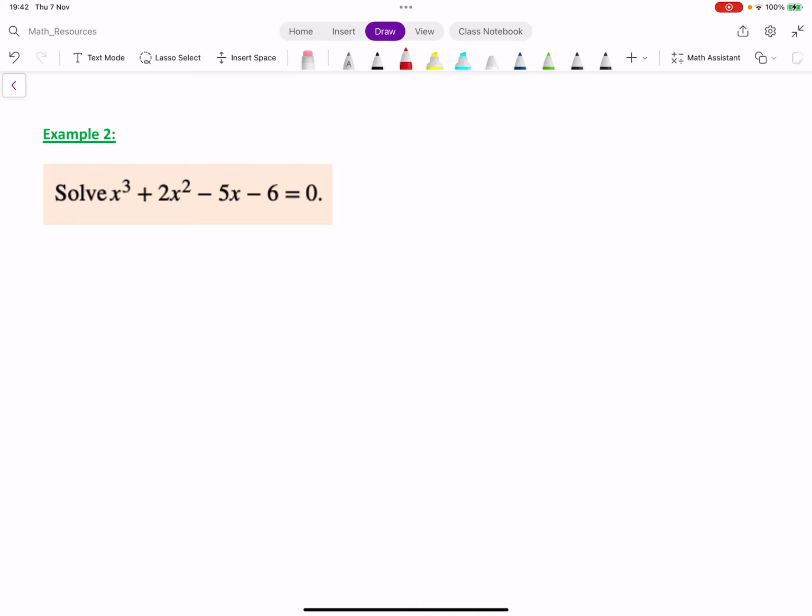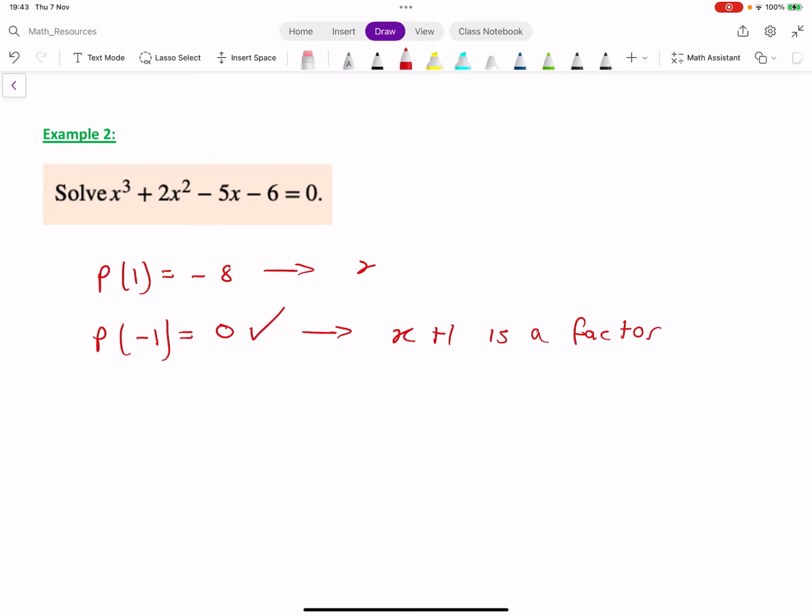If I substitute in 1, I'm just going to use my calculator for this. Substitute in 1, I get minus 8. So P of 1 equals minus 8. No, that's not going to work. Next, I always check 1 and then minus 1, and minus 1 does equal 0. That's good. If minus 1 works, that means x plus 1 is a factor. If 1 doesn't work, that means x minus 1 is not a factor. So we now know that we're going to divide this polynomial by x plus 1.